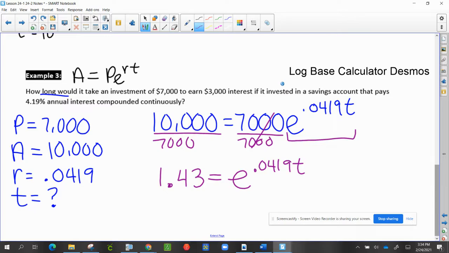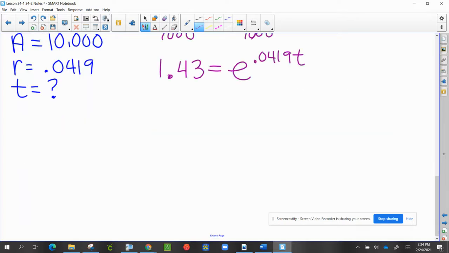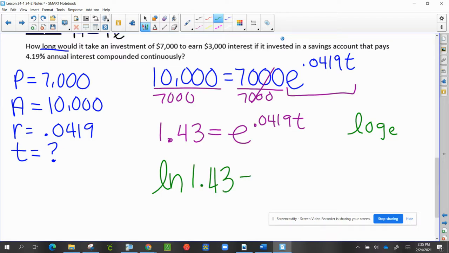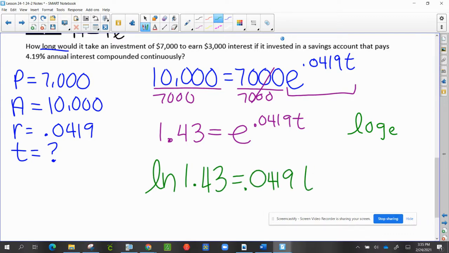In the previous lesson, we learned how to get rid of the e, or how to undo an e function, and that's by using a log. Now log base e is the same thing as our natural log. So we're going to rewrite this as a natural log. This would be the natural log of 1.43 equal to our power, 0.0419 times t. The rest of this we're just going to do in the calculator.